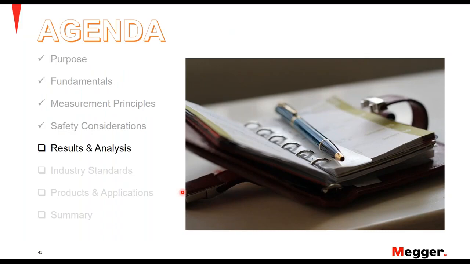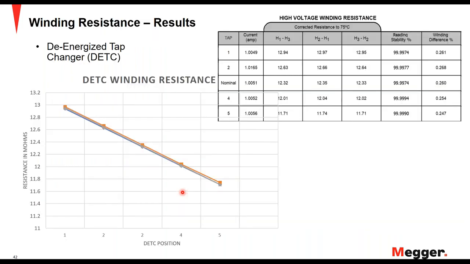Now, let's move on to the results and the analysis section of winding resistance measurements. So let's look at de-energized tap changer resistance measurements. You can see that this de-energized tap changer has 5 taps, with the third tap being nominal, and resistance values have been reported. You can see that a graphical representation is available because this will help in more effective trending. You can see the reading stability indicators at 99.9 and a winding difference which is 0.2% on average, which is within the acceptance criteria. And we'll look at what the acceptance criteria are further in the presentation.